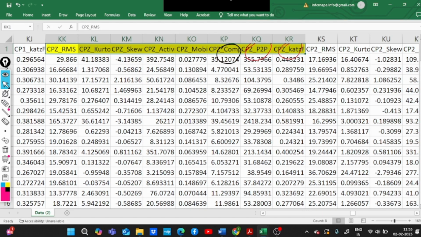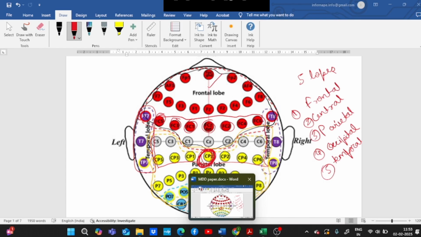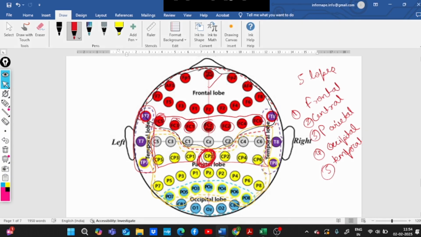There are 64 electrodes. So 64 into 7, that many inputs were available for finding whether a person has MDD or not. This was decided earlier: we will take the help of all the 64 electrodes and try to find out whether the person has MDD or not by machine learning. But later on, when I went through the research article, I found out that there are certain brain regions which may contribute to MDD.